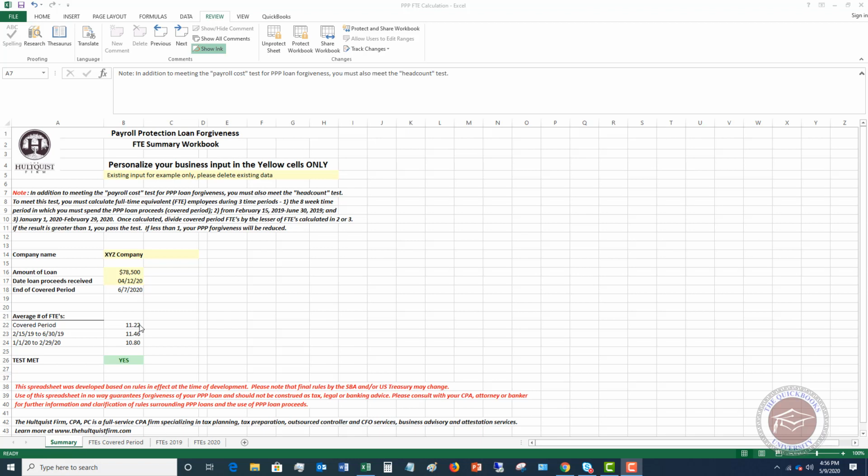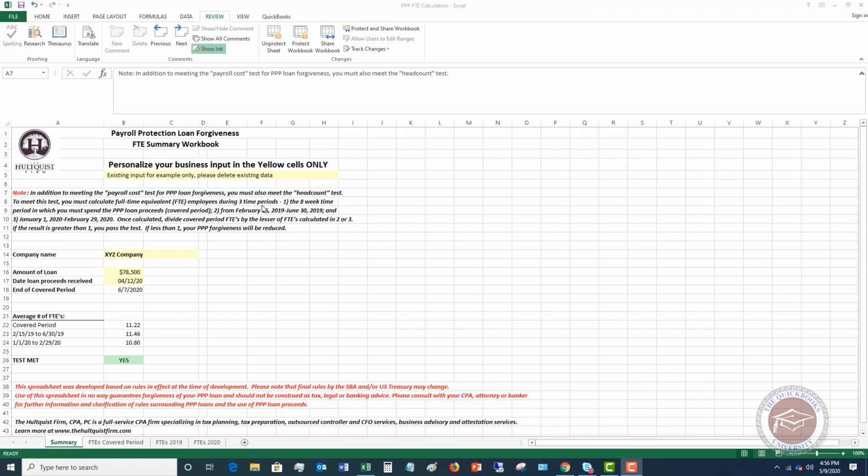Our understanding at this point is it's going to be a pro rata reduction. But again, this is a preliminary calculation. The final rules are not out yet, but this will at least get you a head start on being able to track this during your 8-week time period.